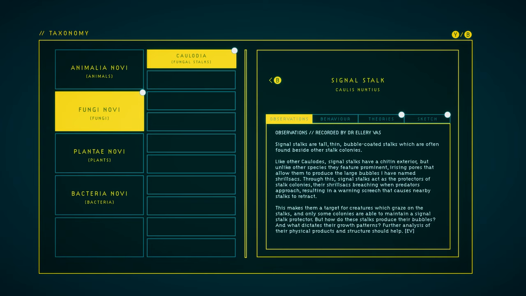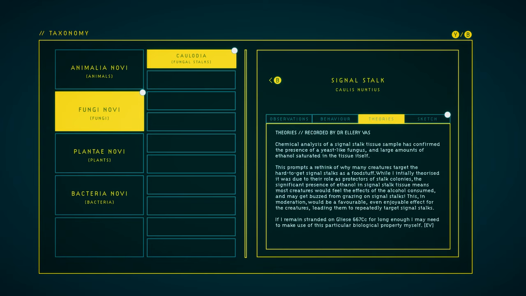Signal stock, theory and a sketch. Chemical analysis of a signal stock tissue sample has confirmed the presence of a yeast-like fungus and large amounts of ethanol saturated in the tissue itself. This prompts a rethink of why many creatures target the hard-to-get signal stalks as a foodstuff.